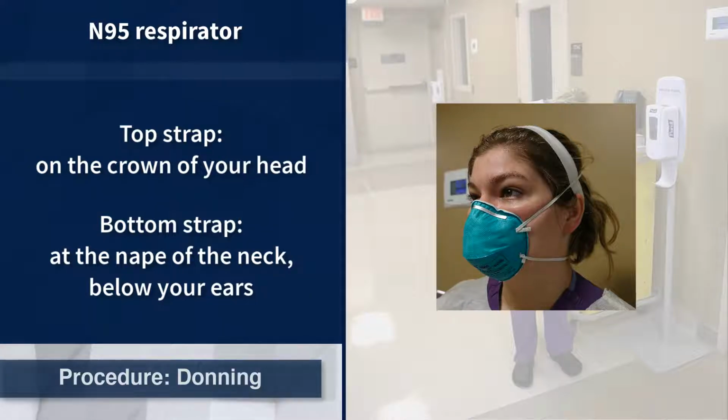There are two straps on the N95 respirator. The proper placement of the top strap is on the crown of the head, while the bottom strap sits at the nape of the neck below the ears. Do not crisscross the straps.